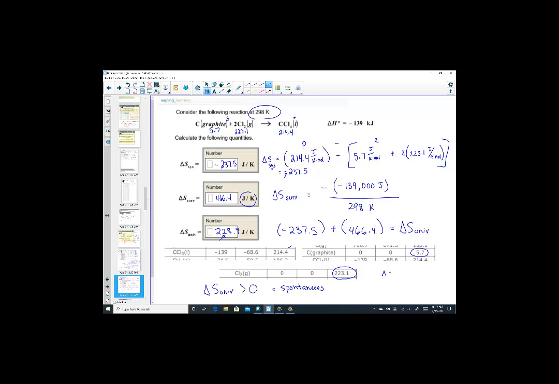Just to remind ourselves, if delta S of the universe came out negative, it's non-spontaneous in that direction. If delta S of the universe came out greater than 0, as in this example, it is spontaneous in the forward direction. And if delta S of the universe came out exactly 0, then we know that this reaction is at equilibrium.